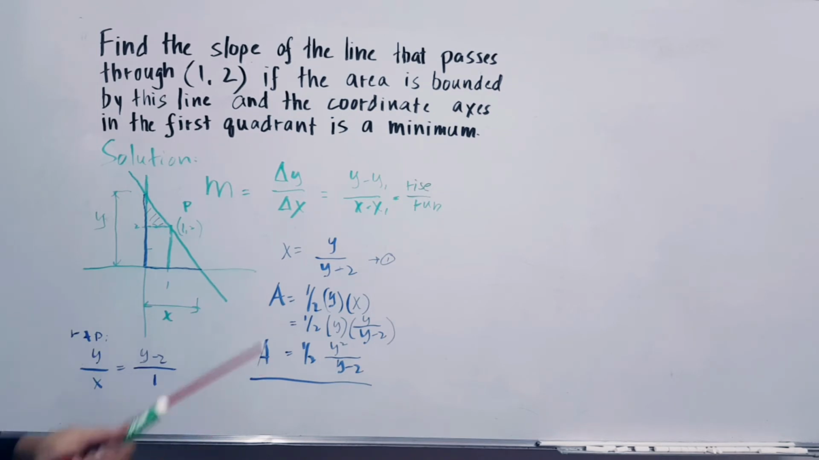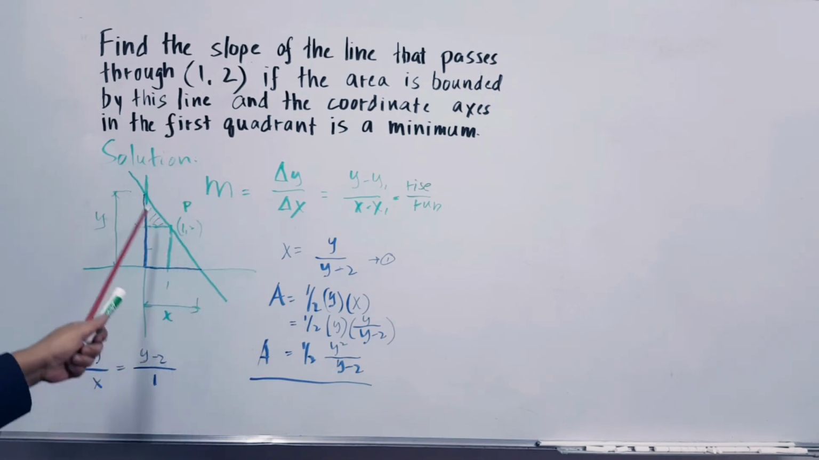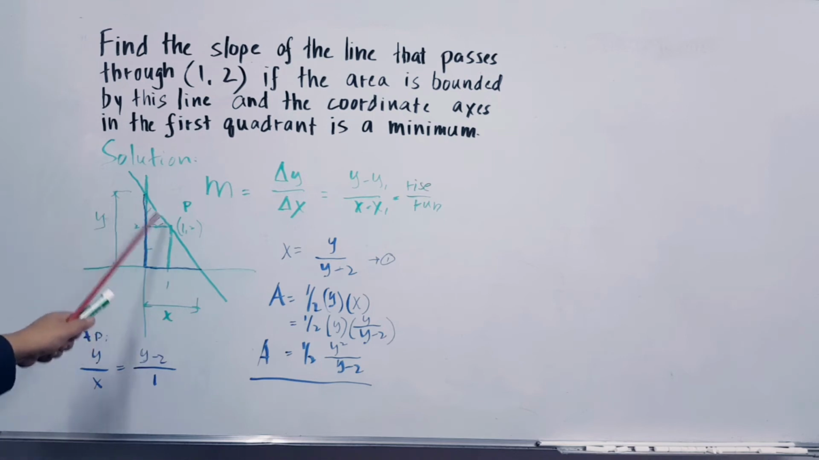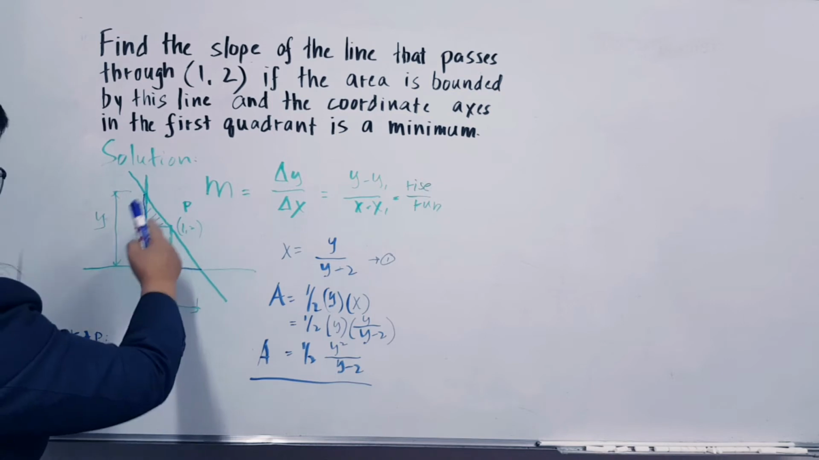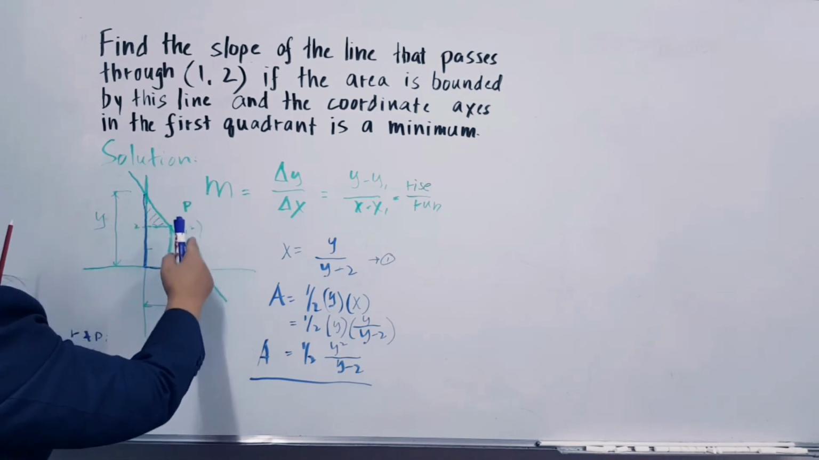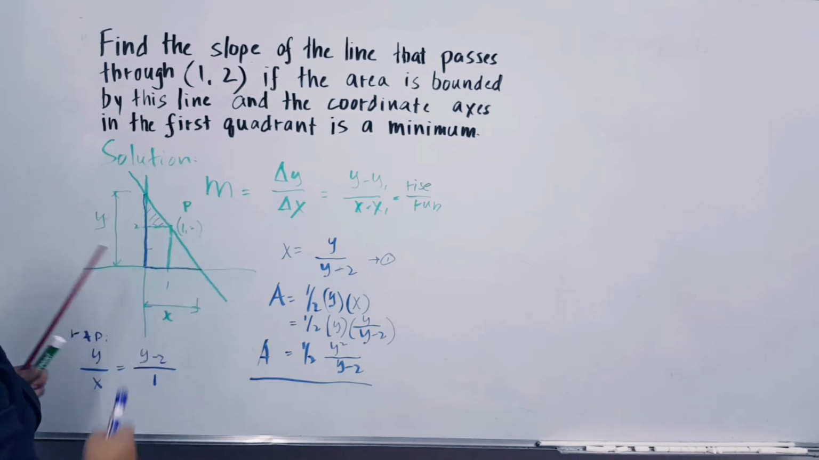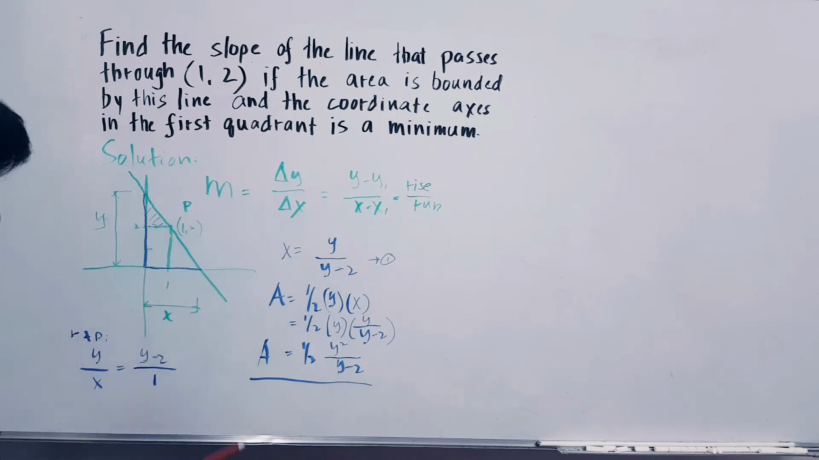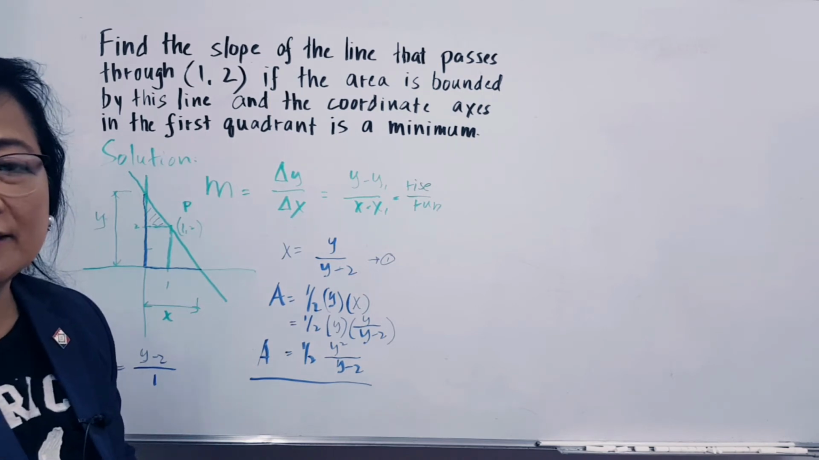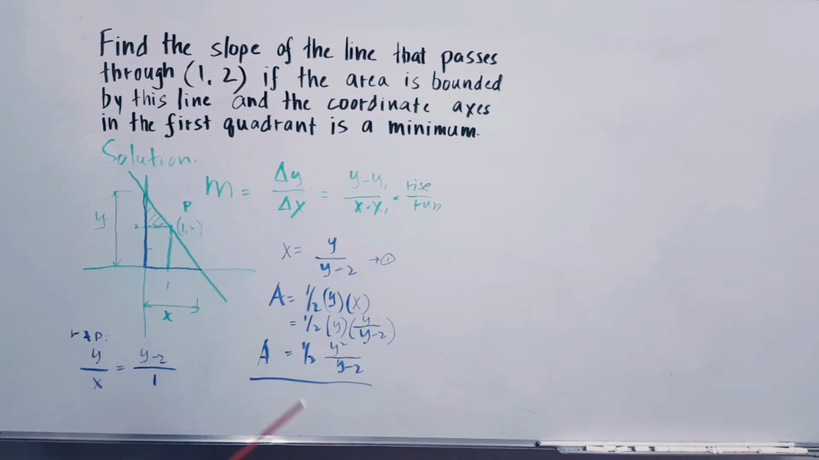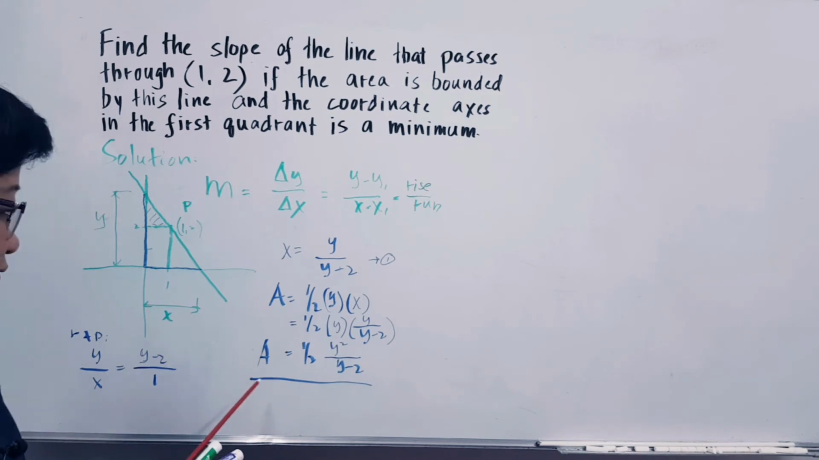The area bounded by this line and the coordinate axis, which is this one, and the first quadrant, which is this one, the first quadrant here. This is the first, the second, the third, and the fourth. So the first quadrant is a minimum. To solve this one, we have to use derivatives. We have to take the derivative of this one.